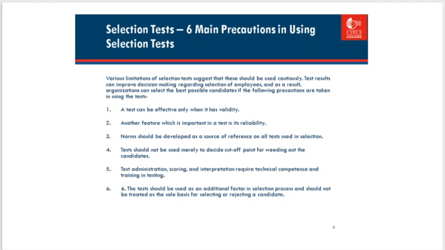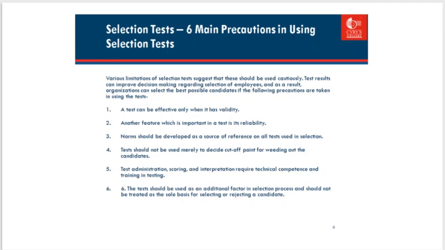Fourth, tests should not be used merely to decide a cutoff point for weeding out the candidates. Instead, the test administrators should ensure that tests have validity and therefore, these can play an important role in the selection process. In order to take maximum advantage of tests, proper weight can be given to scores in the tests. This may help in avoiding personal biases in the selection considerably.